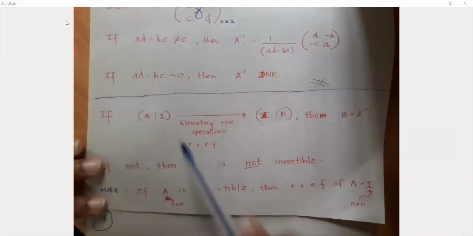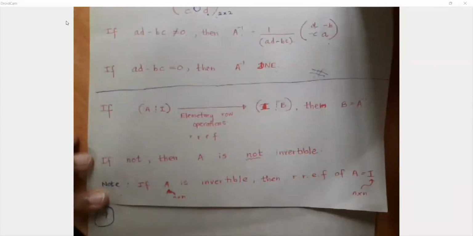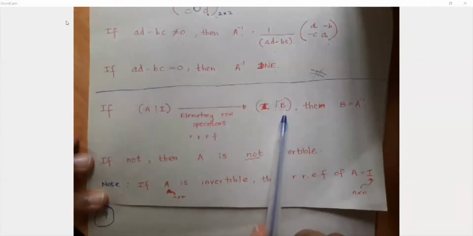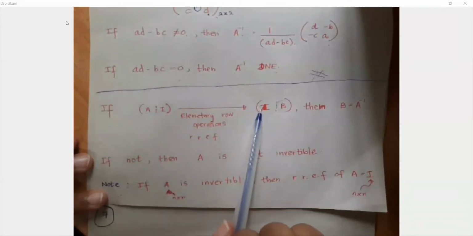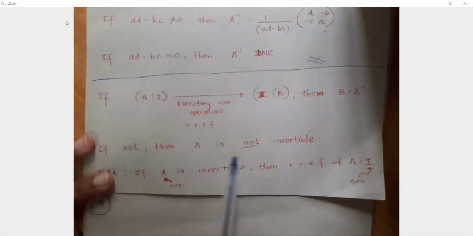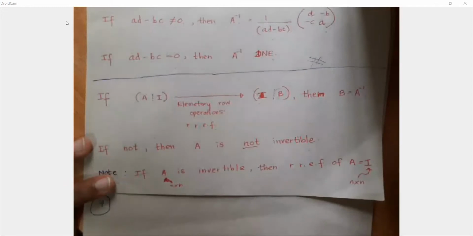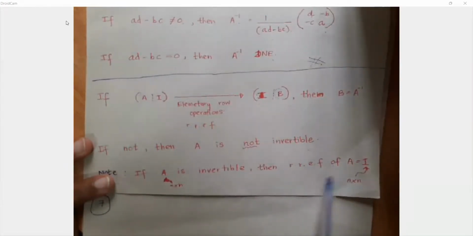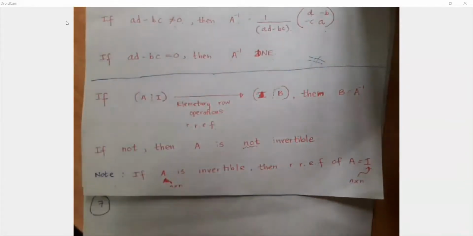We can directly find the inverse by using this method. Suppose we are trying to make this A into an I, but we can't do that. That means A is not invertible. Or else we say A is invertible if the row echelon form of A is I. I will describe that one when we are doing the question.